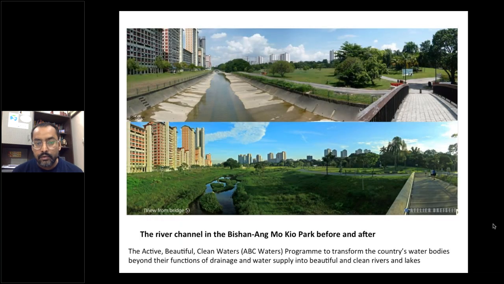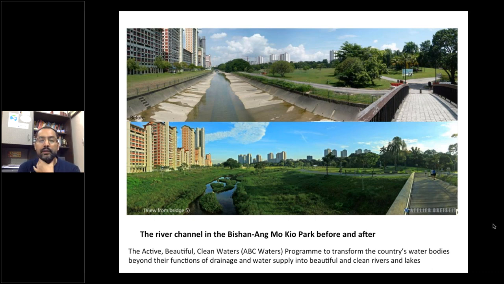So I want to show you this picture. This is a river channel. You can see the project. This is the same picture before and after. I want to ask you, can you tell me which one is before and which one is after? This picture is from Singapore. There was this project called Active Beautiful Clean Waters, ABC Waters. And this was designed to transform the water bodies beyond their functions of simple drainage and water supply. And this project continued for many years, and it was a very good project.